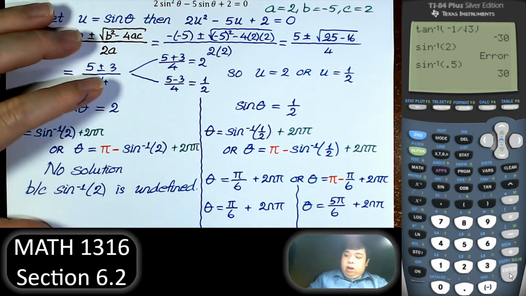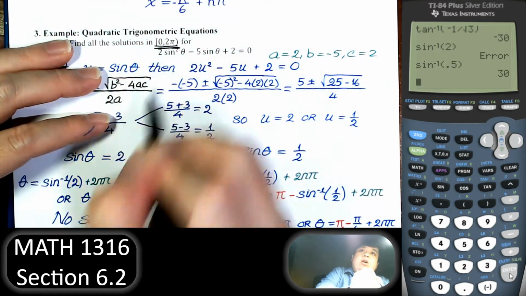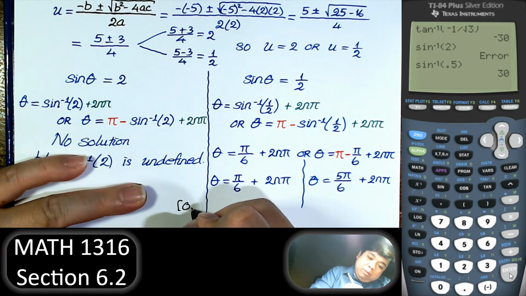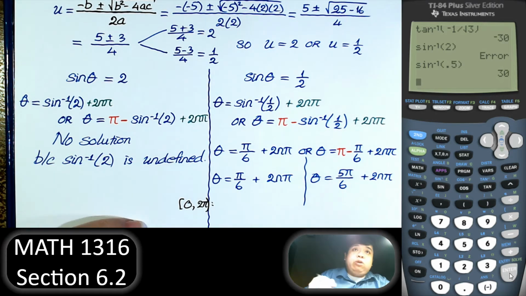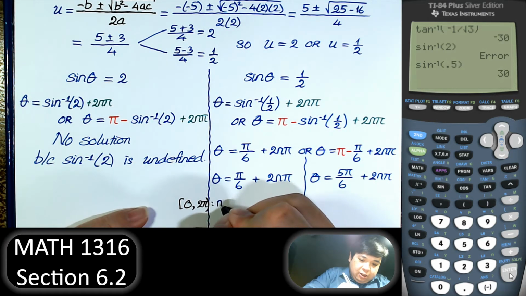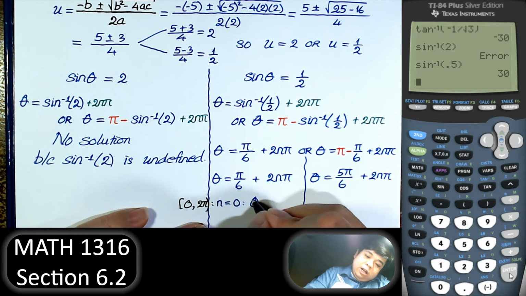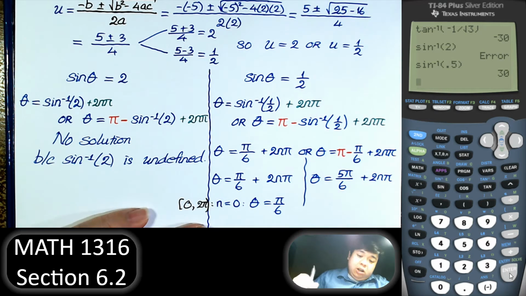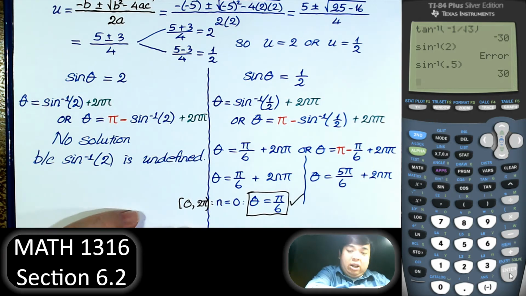Now, the solution in our problem, we still want between 0 and 2 pi. So remember, solutions have to be between 0 and 2 pi. So in that case, I will choose some value for n. Let's start with 0. If n equal to 0, theta equal to pi over 6, and pi over 6 is between 0 and 2 pi. So that works. But is that all we need? Is that all we have?